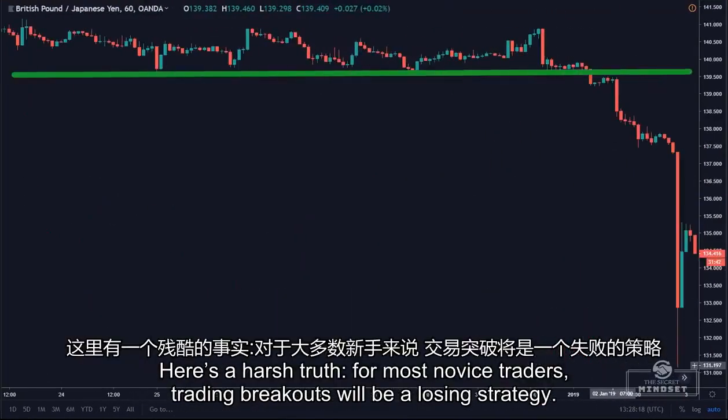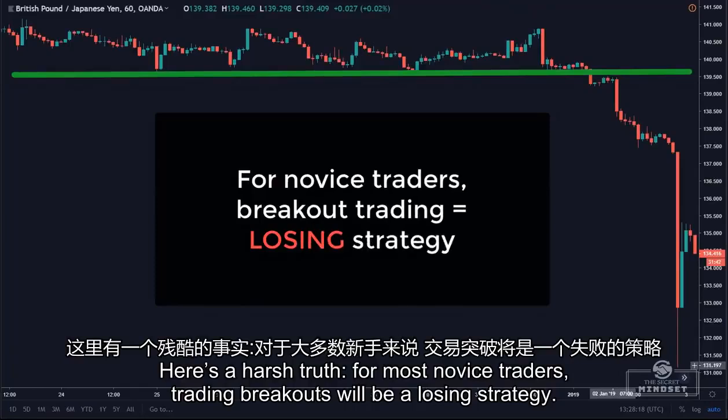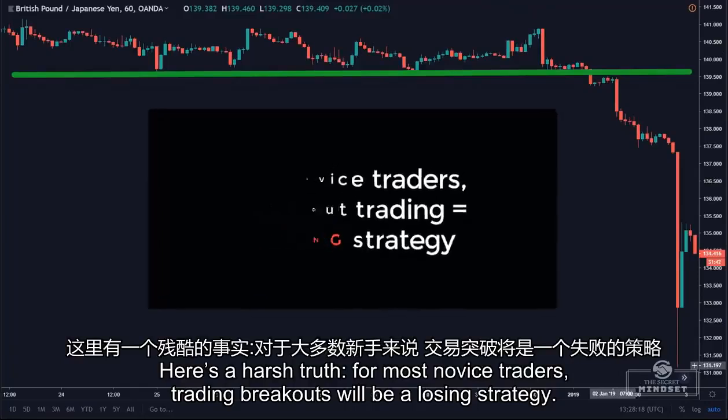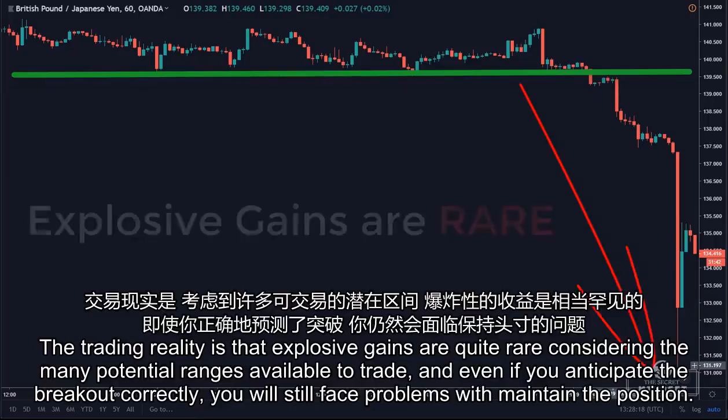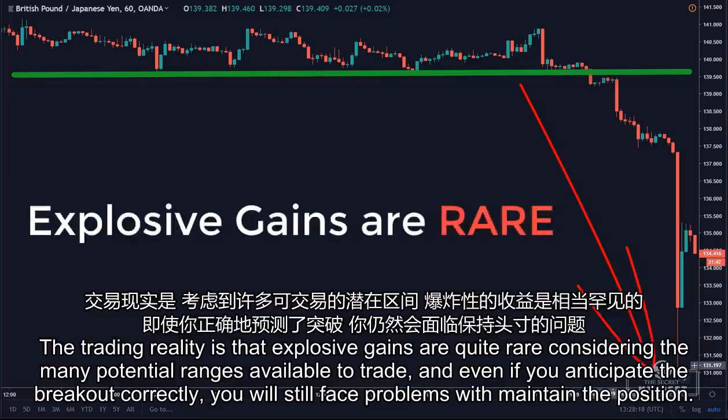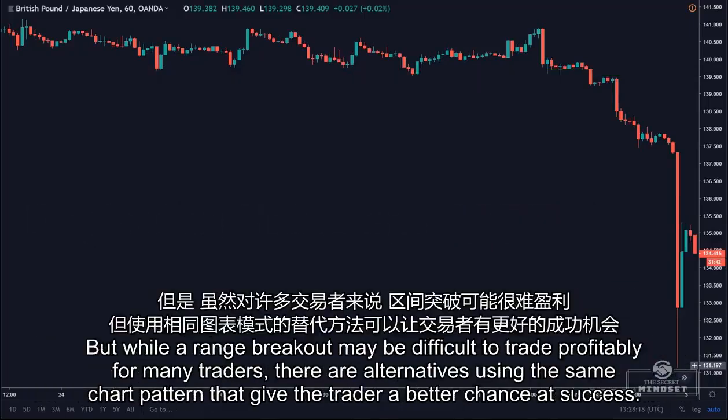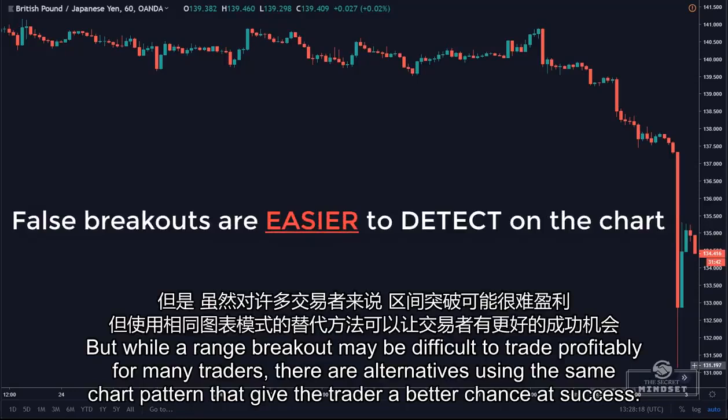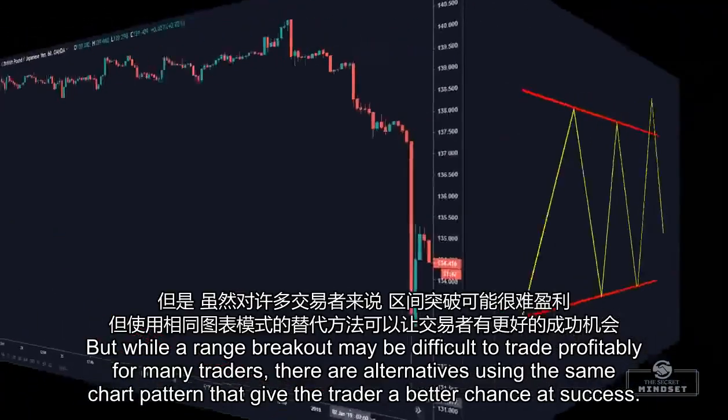Here's a harsh truth. For most novice traders, trading breakouts will be a losing strategy. The trading reality is that explosive gains are quite rare, considering the many potential ranges available to trade. And even if you anticipate the breakout correctly, you will still face problems with maintaining the position. But while a range breakout may be difficult to trade profitably for many traders, there are alternatives using the same chart pattern that will give the trader a better chance at success.